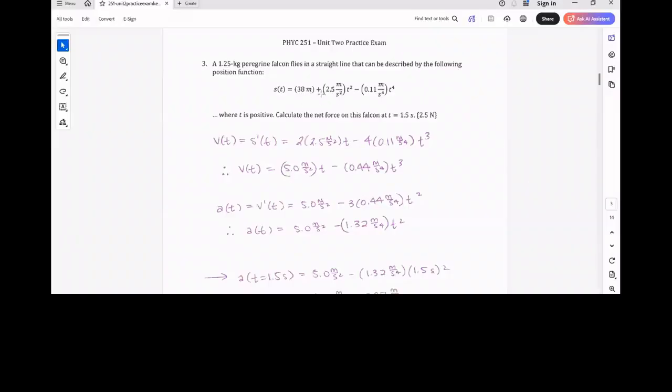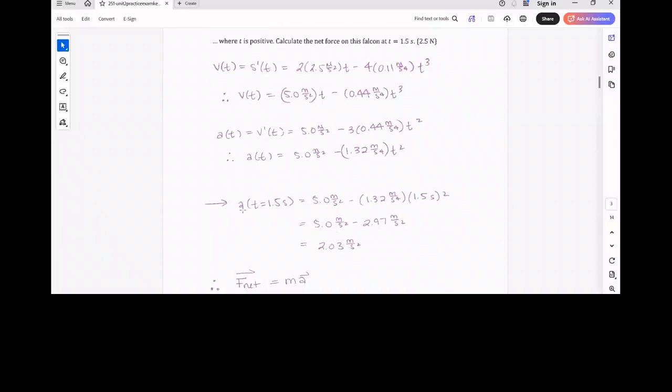If we are beginning with 38 meters plus 2.5 meters per second squared times t squared minus 0.11 meters per second to the 4th power times t to the 4th, then taking one derivative will yield this function here, 5.0 meters per second squared t minus 0.44 meters per second to the 4th power times t cubed. One more derivative of that with respect to time will give us an acceleration function. So this becomes 5.0 meters per second squared minus 1.32 meters per second to the 4th times time squared.